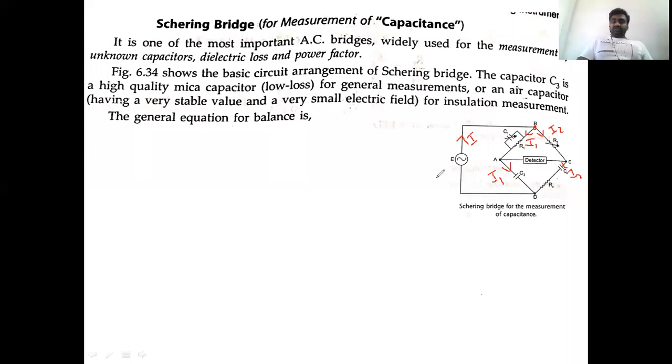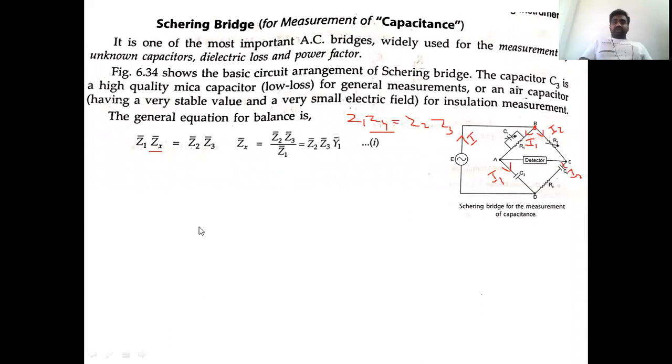If we observe the numerical analysis, so from the generalized bridge expression, what is the generalized bridge expression? Z1 Z4 is equal to Z2 Z3. So this is the bridge equation we got. So what is the value of Z4? We don't know the value of Z4. That's why we represented the element as Zx. That is, we represented Zx here.